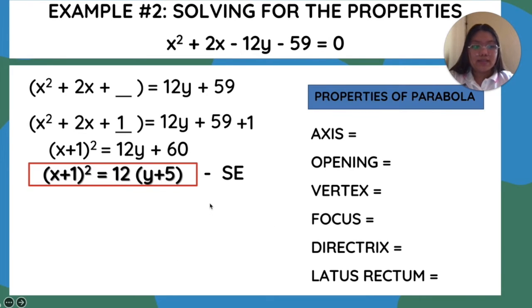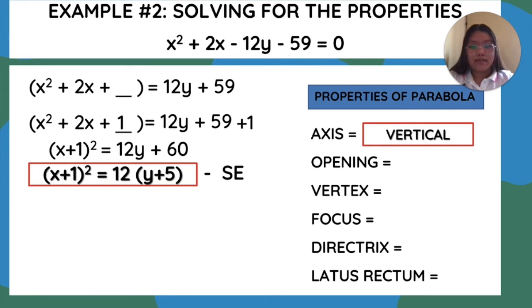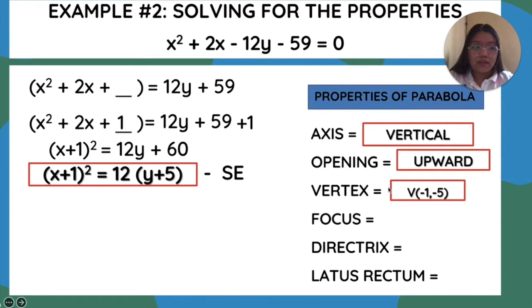For our axis, since our variable y has no square, therefore it is a vertical parabola. And for our opening, since our 4p is positive 12, then it will be upward. And for the vertex, it will be negative 1 and negative 5. Since our equation for a vertical parabola is (x minus h) squared is equal to 4p times (y minus k), we need to copy the sign, because the x coordinate is our h and the y coordinate is our k.